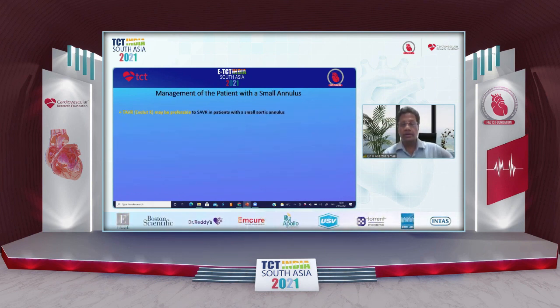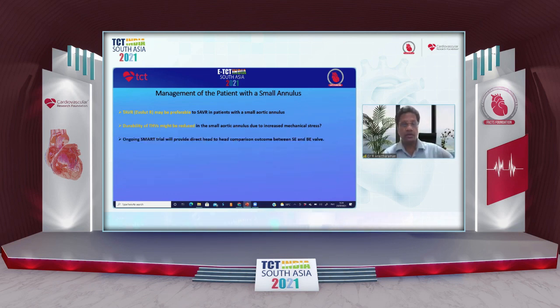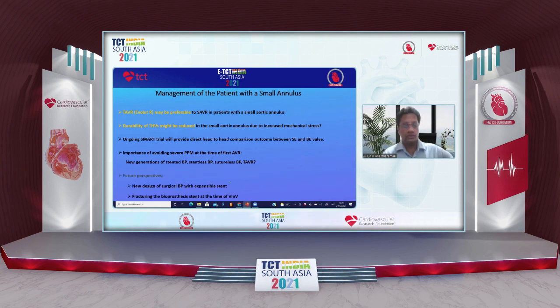So when you have such a small annulus, make sure that if you're selecting a TAVI valve, you select the right valve and the right technique for deployment. And the ongoing SMART trial comparing the balloon and the self-expandable will give us more information over the next few years about the durability and the outcomes. So on the surgical side, they should aim to put the new generation valves. There are sliding valves available so that future valve-in-valves will have adequate orifice area.